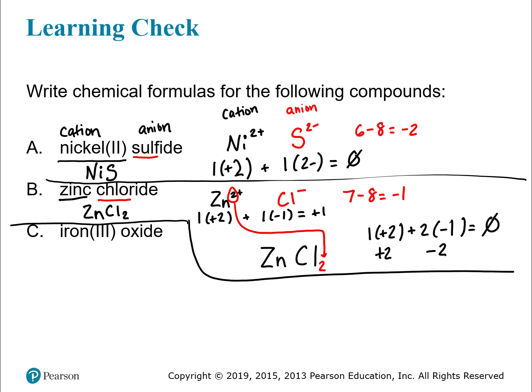We've got iron 3 oxide. The cation is first, and the Roman numerals tell us the charge. Iron is Fe. The 3 in parentheses means 3 plus. Easy. Oxide, we've done that before. It's in group 6A. So the charge for the oxide ion is going to be 2 minus.